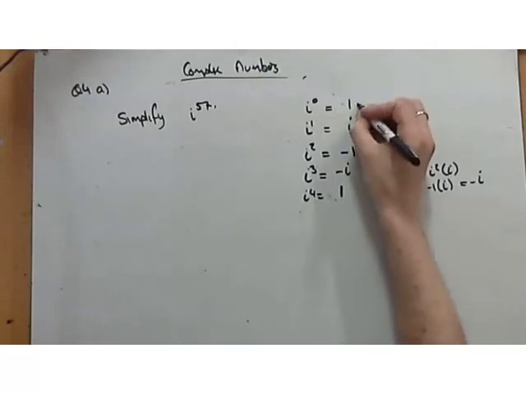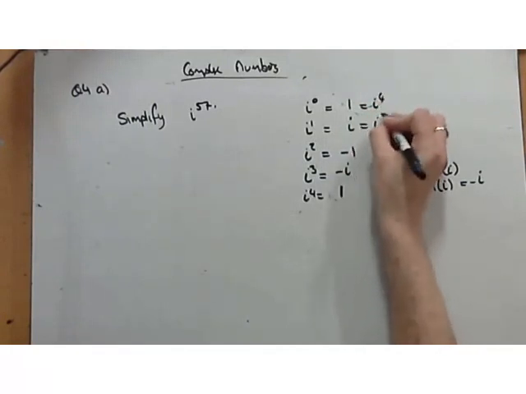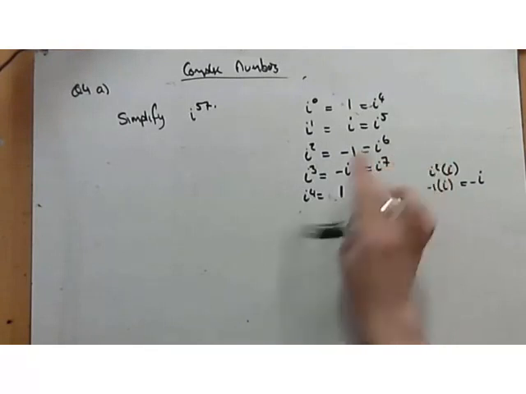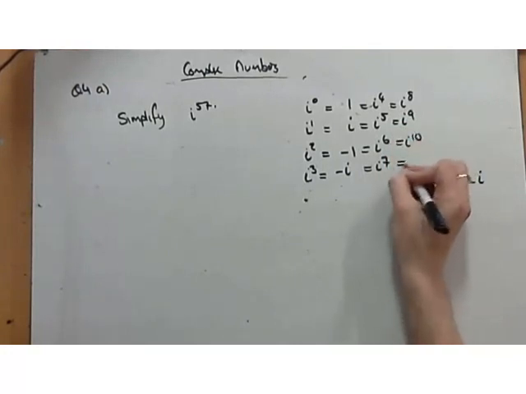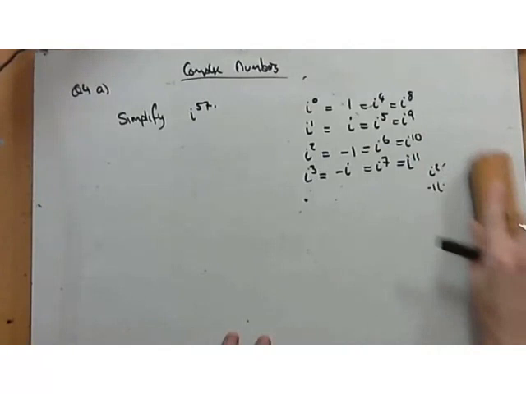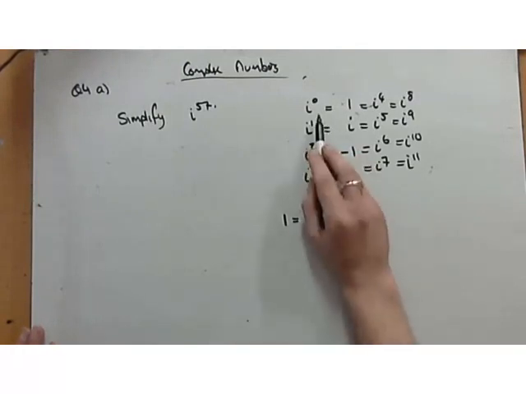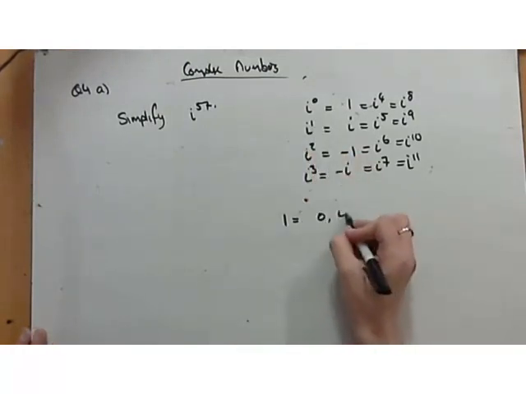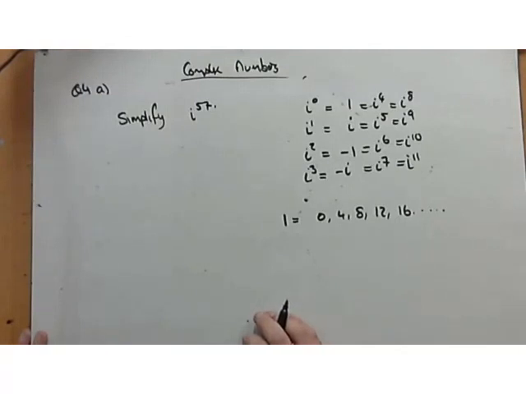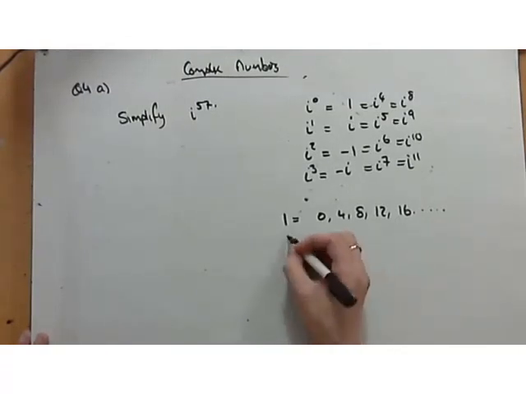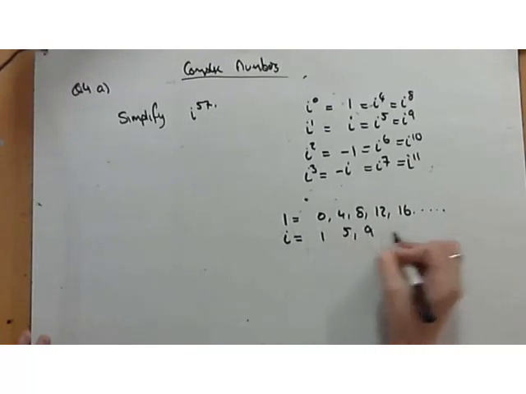So i to the 0 is equal to i to the 4, which is equal to i to the 8, and i to the 5, i to the 6, i to the 7, then i to the 8, i to the 9, i to the 10 and i to the 11. We can see the pattern emerging here. The powers of i that give me 1 are 0, 4, 8, 12, 16, and so on, and we would describe those numbers as multiples of 4. The powers that give me just i are 1, 5, 9, and 13.